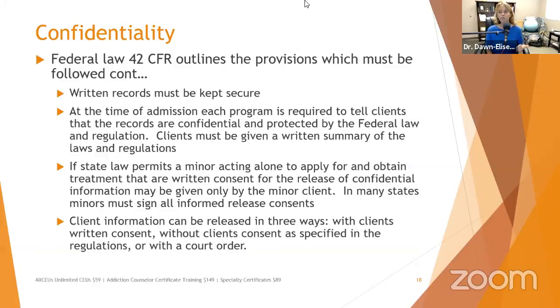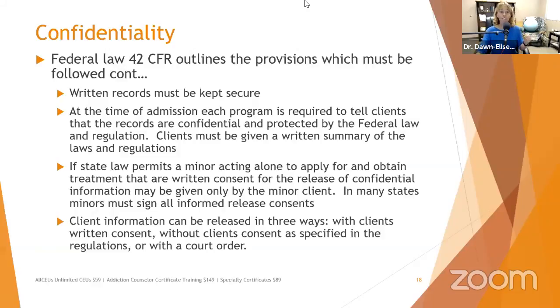At the time of admission, each program is required to tell clients that the records are confidential and protected by the federal law and regulation, and clients must be given a written summary of the laws and regulations. If state law permits a minor acting alone to apply for and obtain treatment, a written consent of confidential information may be given only by the minor client. In many states, minors must sign all informed release consents, not the parent, but the minor themselves also has to sign it. Client information can be released in 3 ways: with client written consent, without client's consent as specified in the regulations, or with a court order.